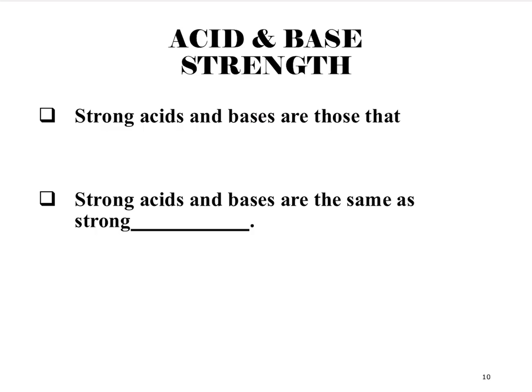Okay, so let's talk about acid strength. To this point, I've mentioned weak acids and weak bases, and strong acids and strong bases. And so strong acids and strong bases are those that dissociate 100%. And so what that means is that if I put hydrochloric acid, which is a strong acid, in water, all of it gets converted to Cl minus plus H3O plus.